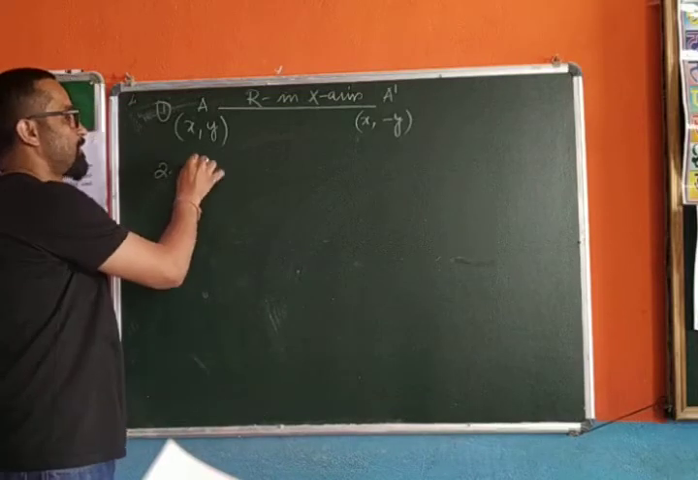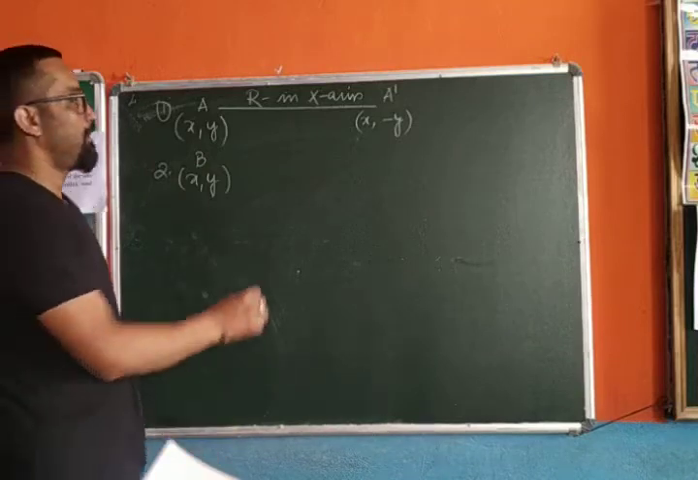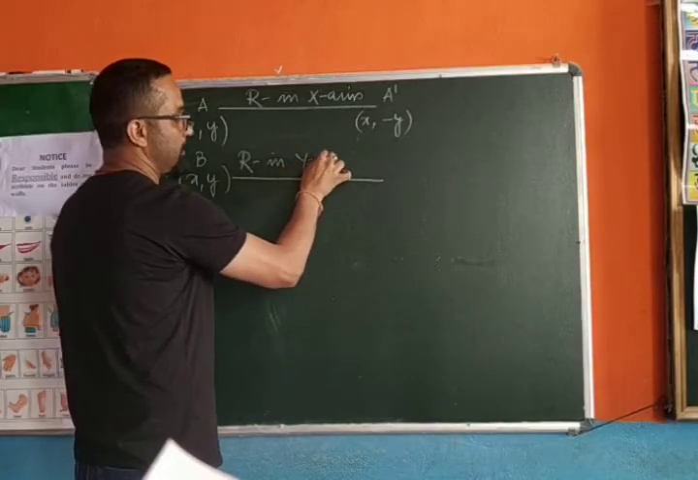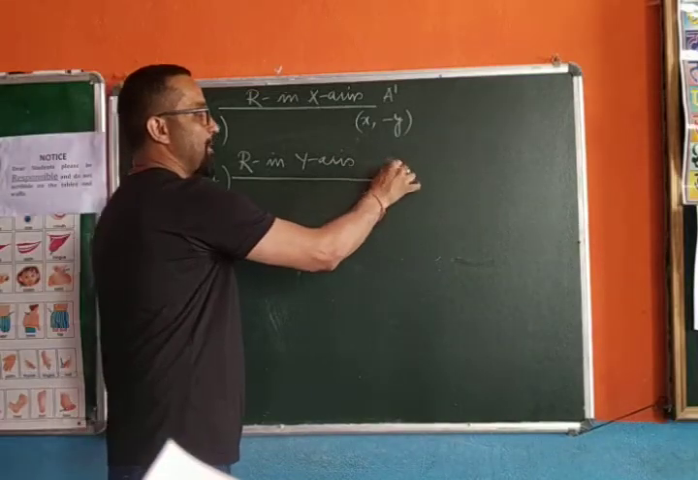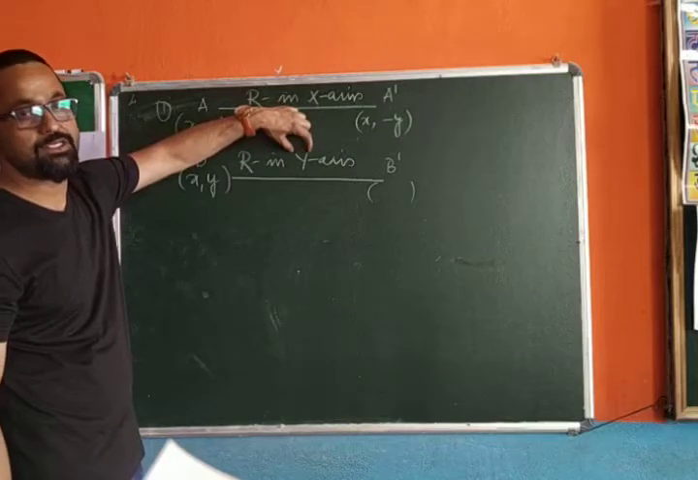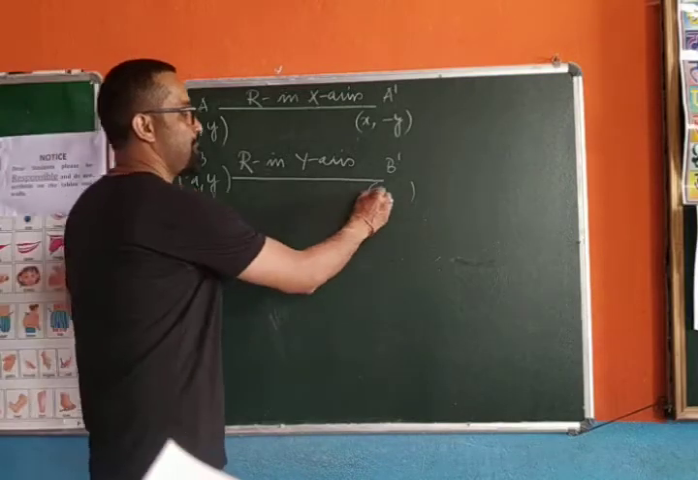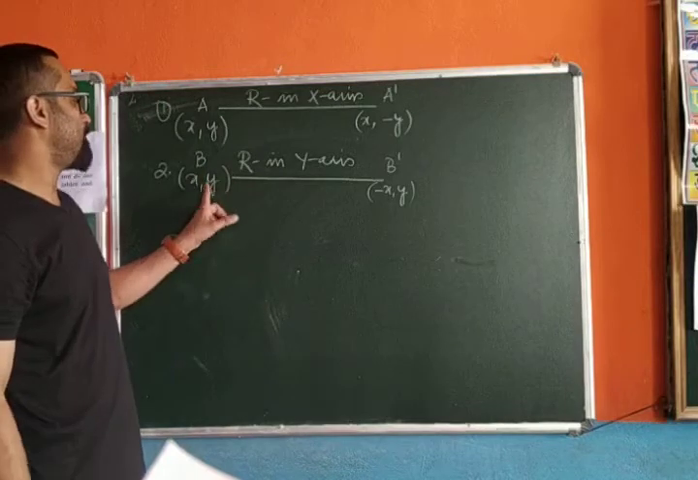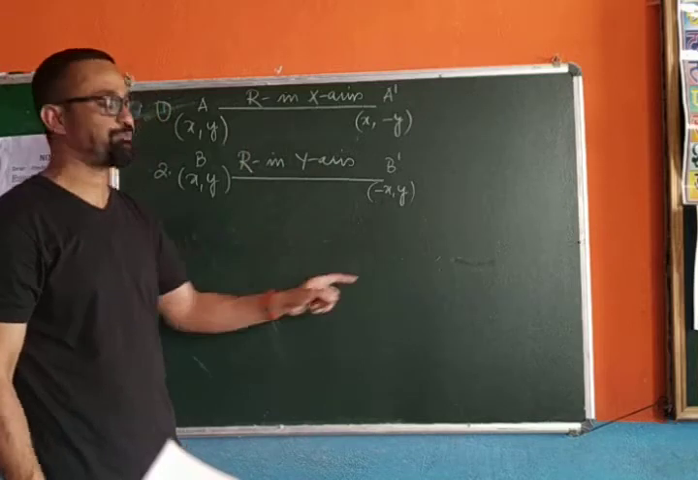Second one, consider a point again B whose coordinates are x, y. This point B is getting reflected in y-axis. Y-axis is the mirror line. B dash is the image. When it is getting reflected in y-axis, change the sign of abscissa: minus x, and retain ordinate as it is. If it is plus, it will change to minus y. You copy as you have.